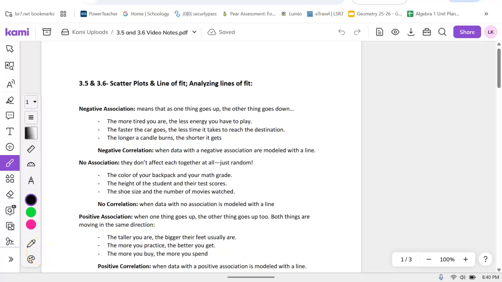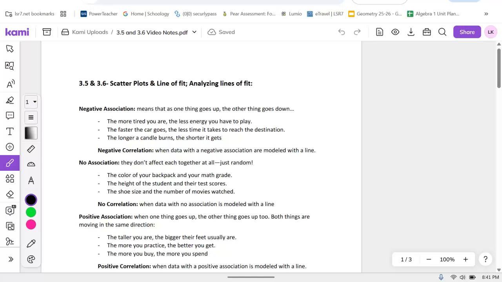Okay, so this video is to go over 3.5 and 3.6: scatter plots and line of best fit, and analyzing lines of best fit. So, some important vocabulary. Negative association means that as one thing goes up, the other thing goes down. So the more you are tired, the less energy you have to play. The faster your car goes, the less time it takes to reach your destination. The longer a candle burns, the shorter it gets.